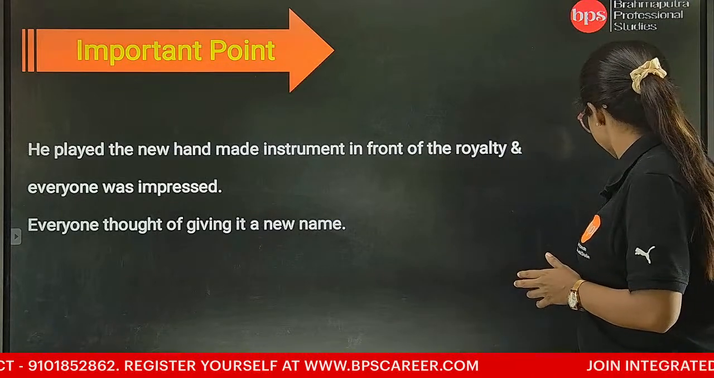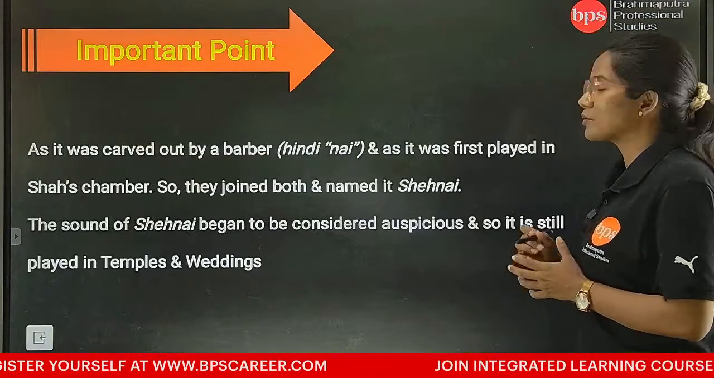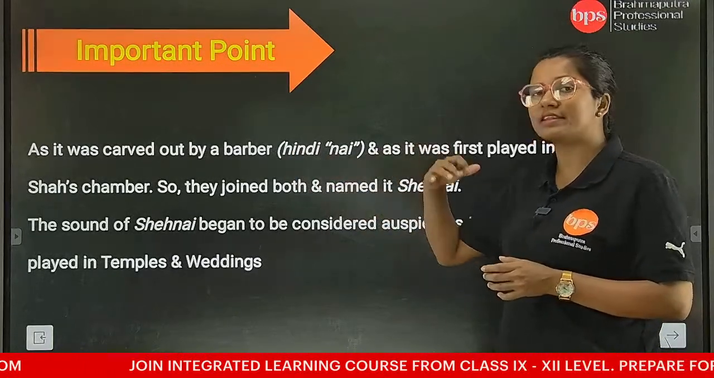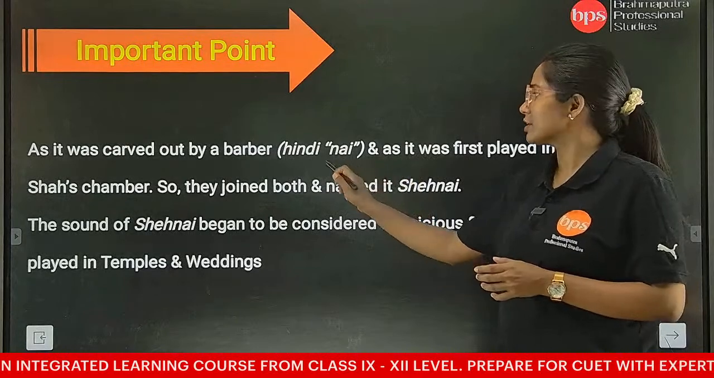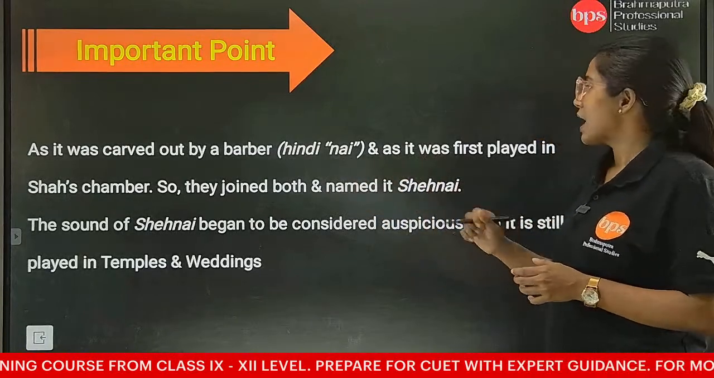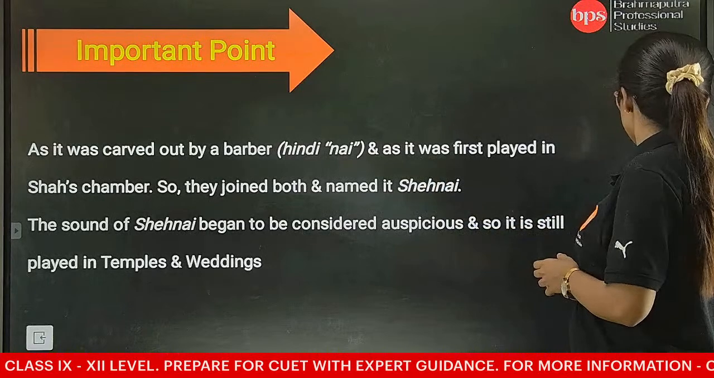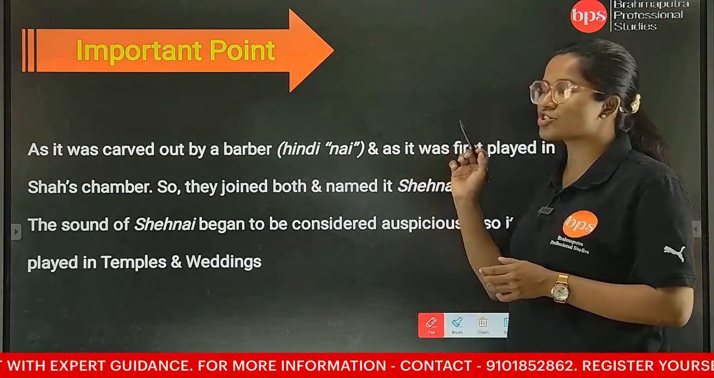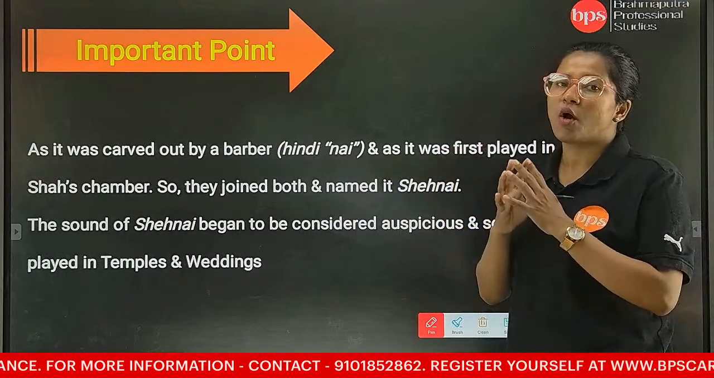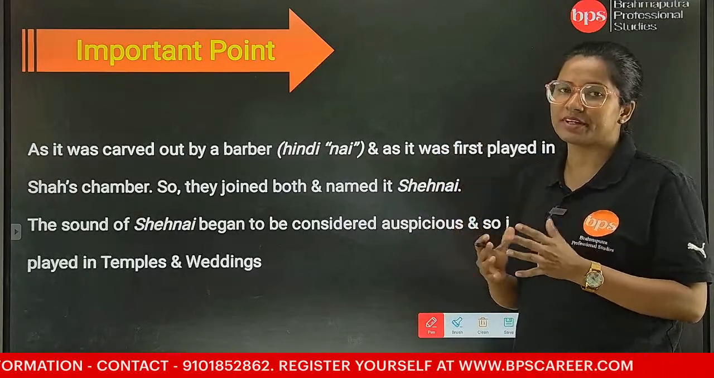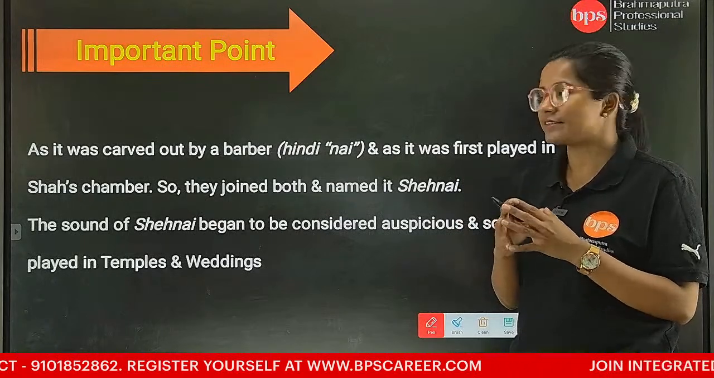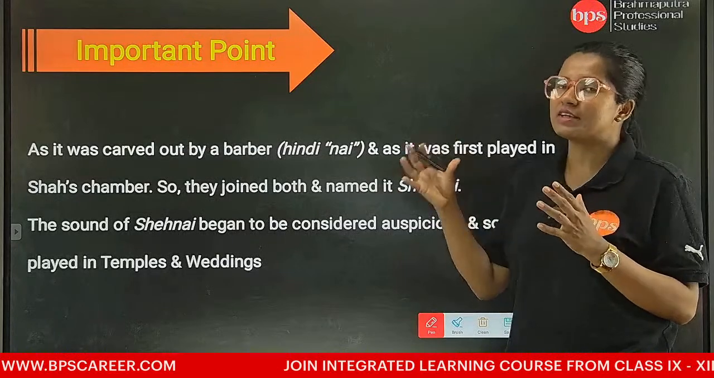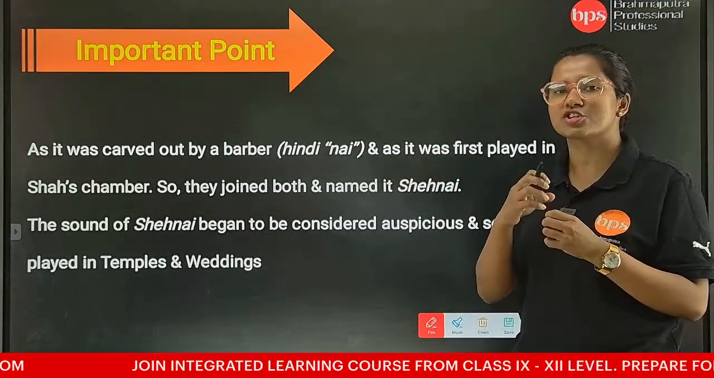Then comes the main concept of Shehnai. As it was carved out by a barber, barber in Hindi, what do we call a barber? नाई, जो बाल काटता है हम लोगों का. And it was first played in the royal palace of Shah. Okay, in Shah's chamber. That means in Aurangzeb's Shah chamber, it was played first, and that's why Shah became Sheh, and Nai was added, and that's why Shehnai.